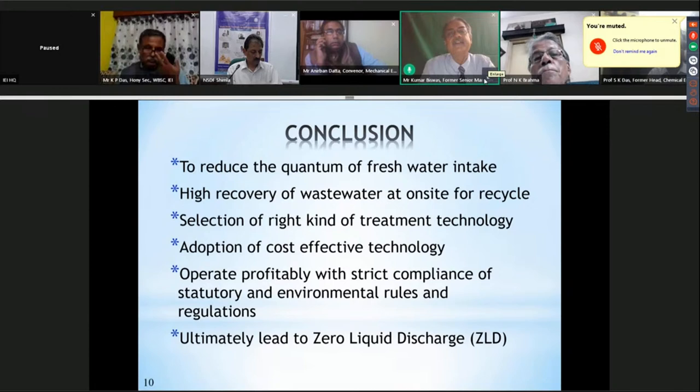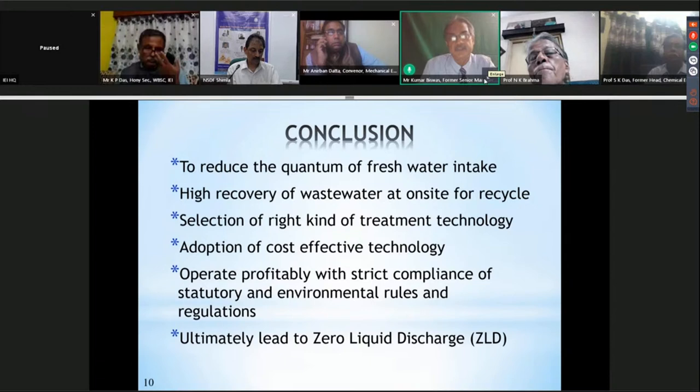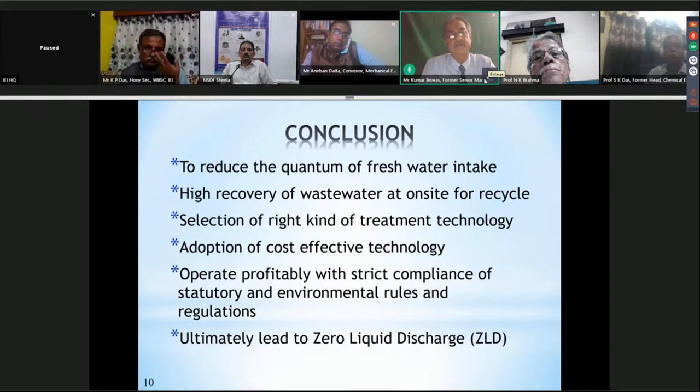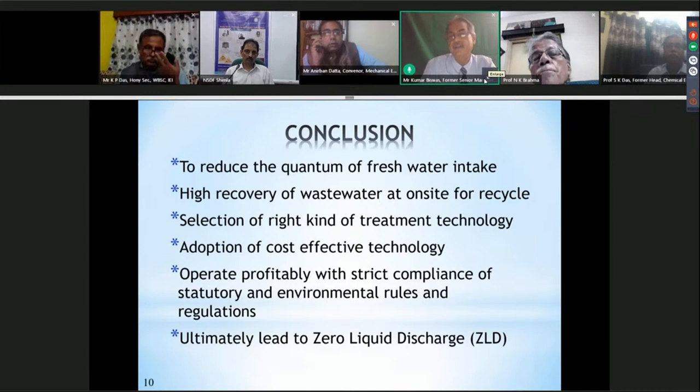So the ultimate goal, for a petroleum business, is to ensure profitability and treat the wastewater in such a way that we are compliant with the statutory rules and regulations of the Environment Act. However, as has been told in the previous two presentations, the ultimate goal is ZLD, zero liquid discharge.